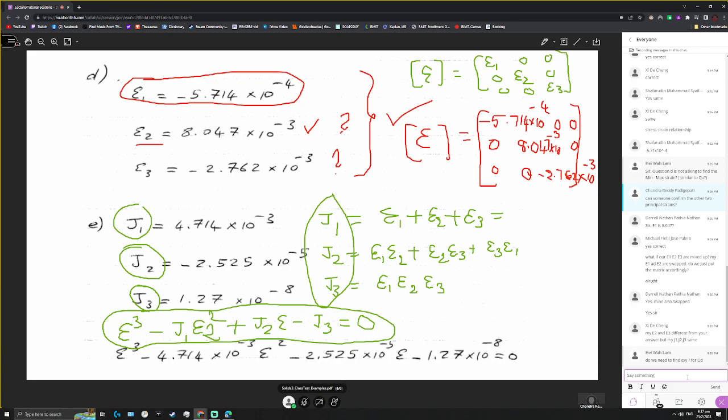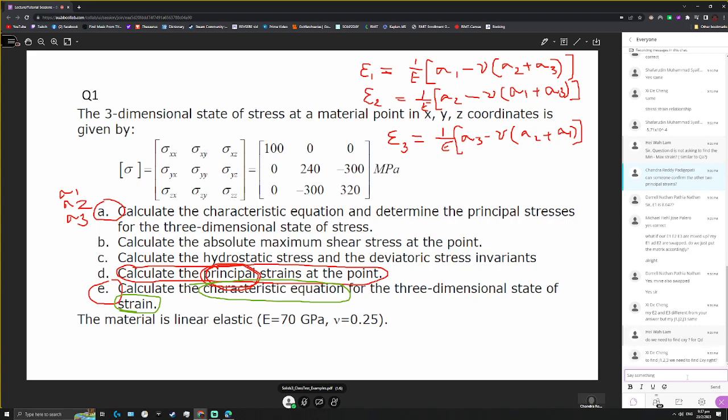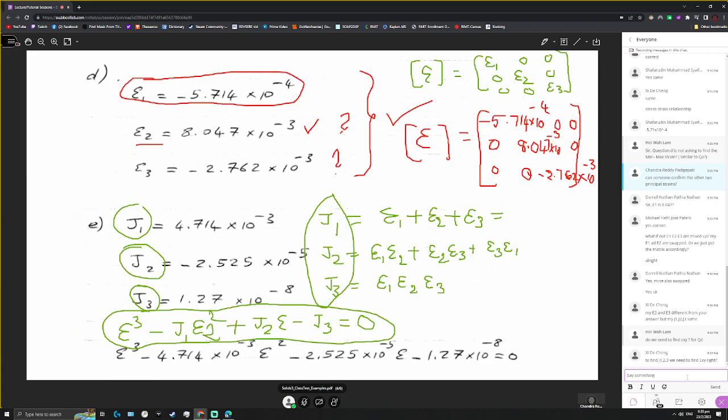Any other questions, guys? Let me go back to the first question. You were asked only the characteristic equation for the three-dimensional state of strain. To find J1, J2, J3, there's no need, because we are dealing with the principal strains already. If you see here, the question asks you the principal strains, right? So when you are using the principal strains, the other shear strain components will be 0. That's why we write the principal strain tensor like this.